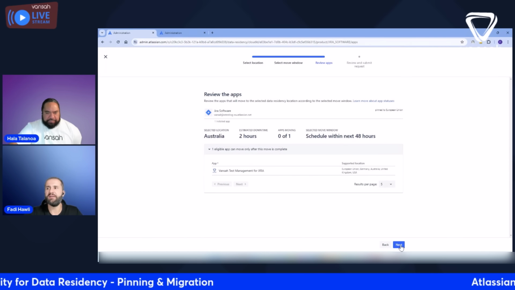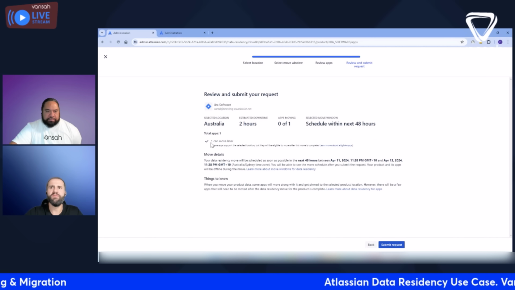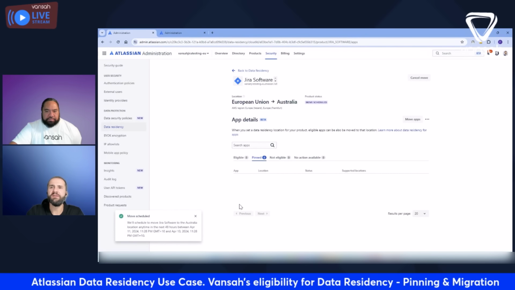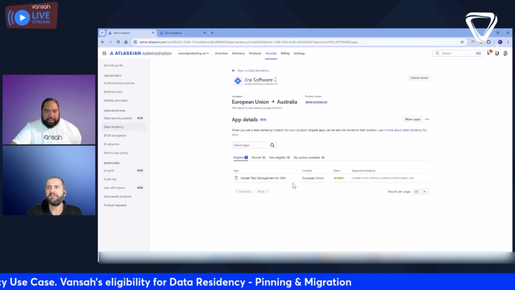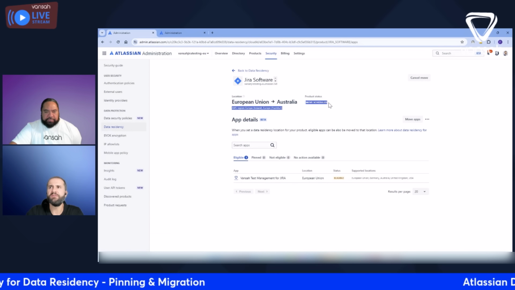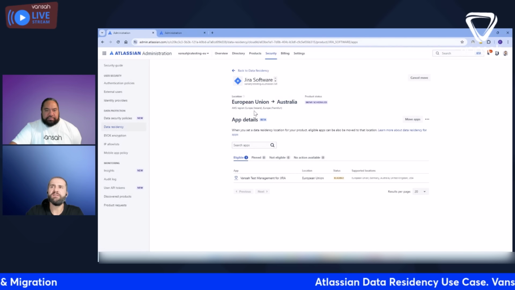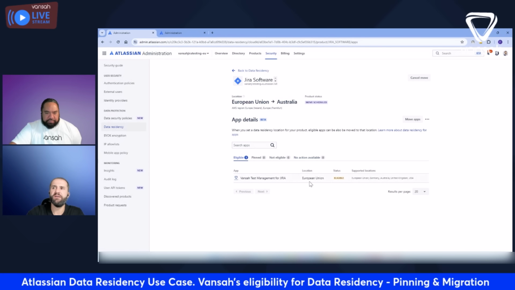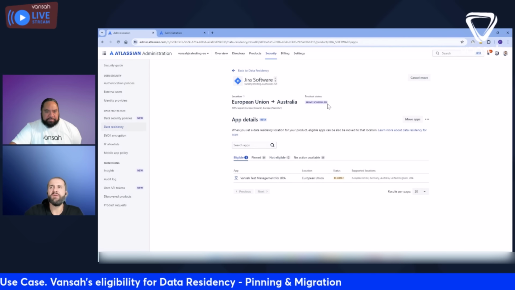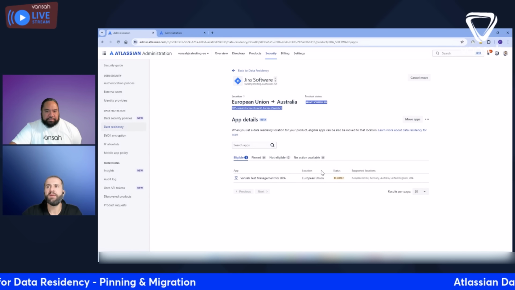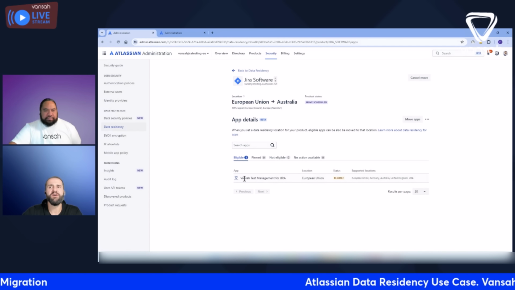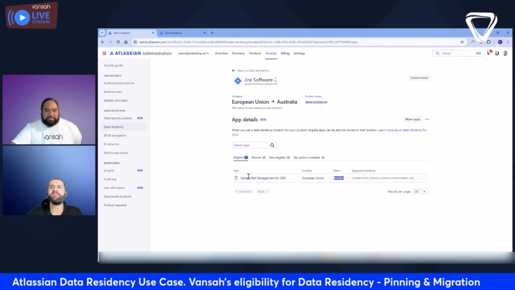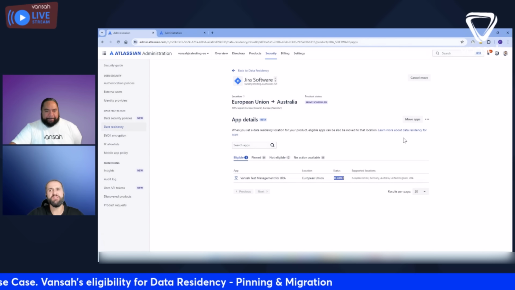Okay. So if we now click next, it will just tell you some more information, confirming it, and then submit the request. As soon as we click submit, that's it. Now you see that it's telling you, look, the move has been scheduled. It's going from EU to Australia. Once it's complete, you will see that your Jira product will now say Australia instead of EU. But it's also telling you, look, good news. Here's your apps. This is Vansah Test Management for Jira. It's eligible, as I said before, but that move will occur after it has moved Jira. So after it moves Jira, it will then trigger that move from there.